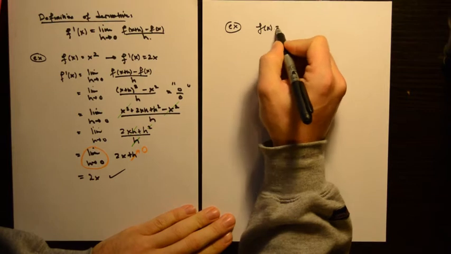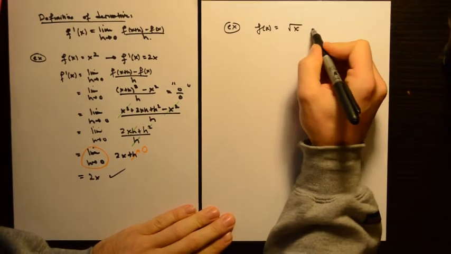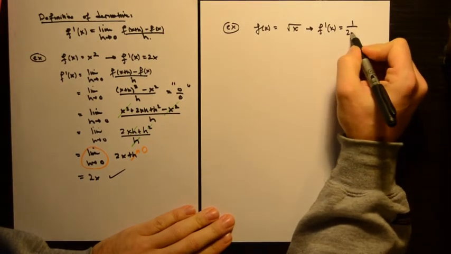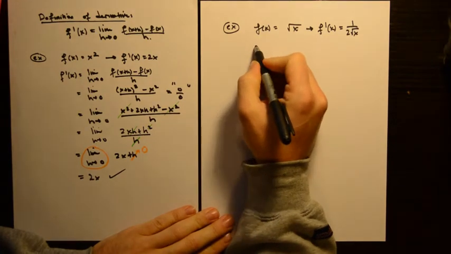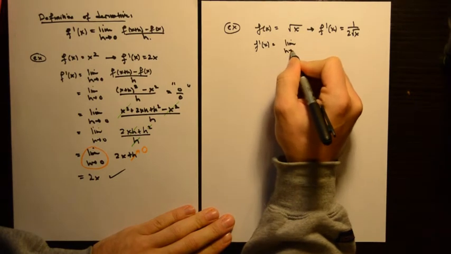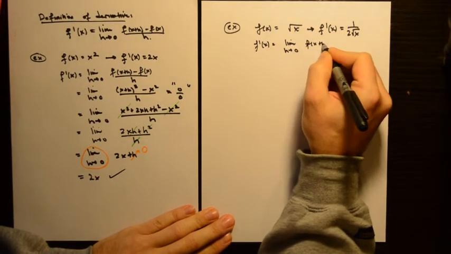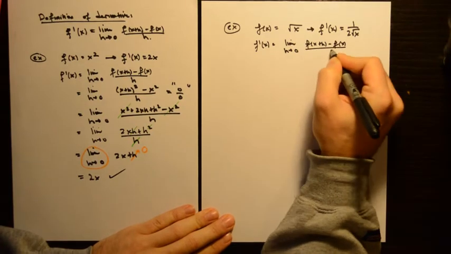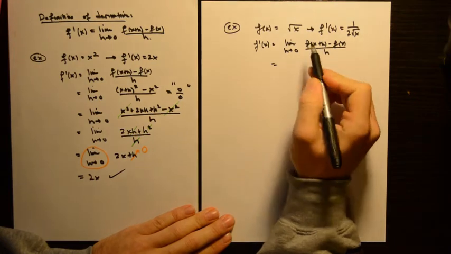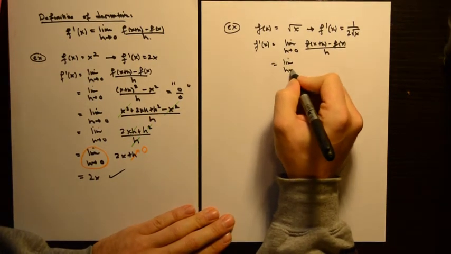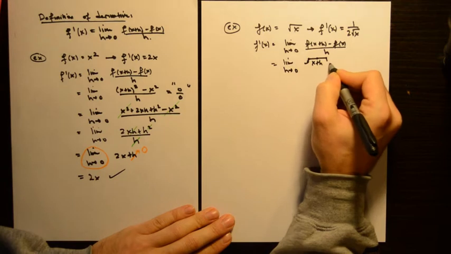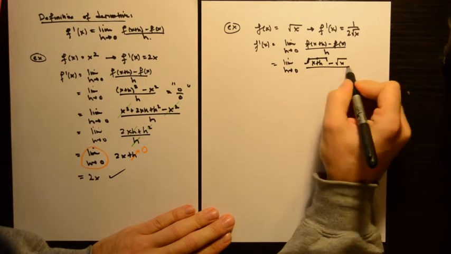f of x is equal to the square root of x. Again, you can take the derivative using the power rule, and this would be 1 over 2 root x. Now, if we want to take the derivative by definition, our first step will be to write the definition of derivative. The limit as h goes to 0, f of x plus h minus f of x divided by h. Then we plug in the argument x plus h for x. So this is the limit as h goes to 0 of the square root of x plus h minus the square root of x divided by h.